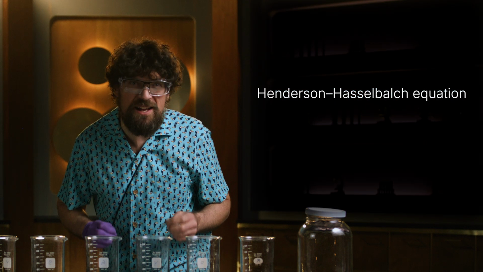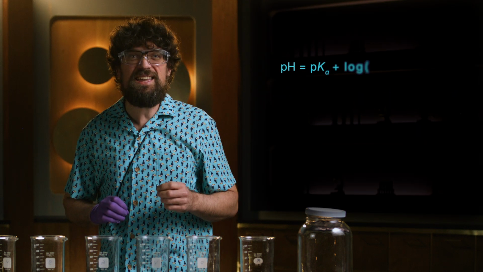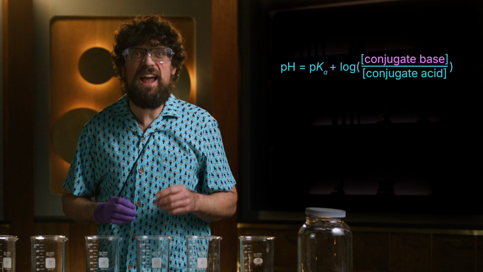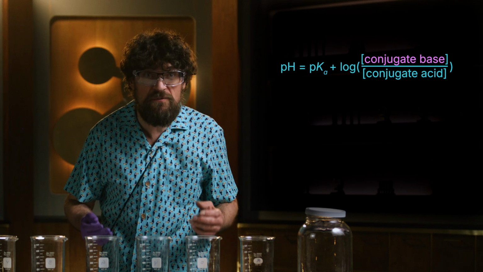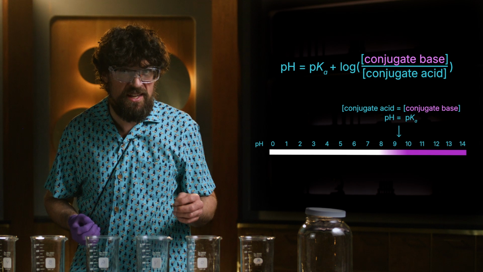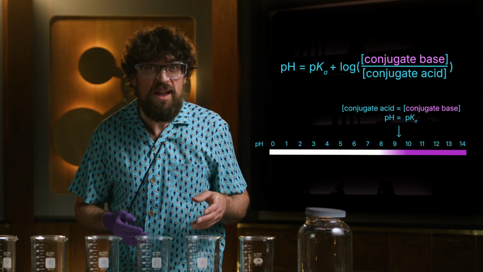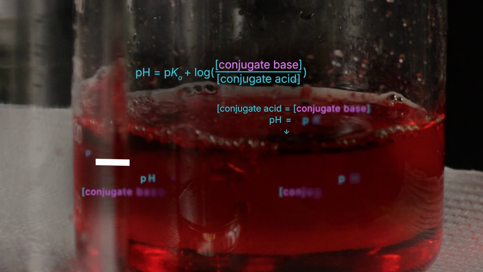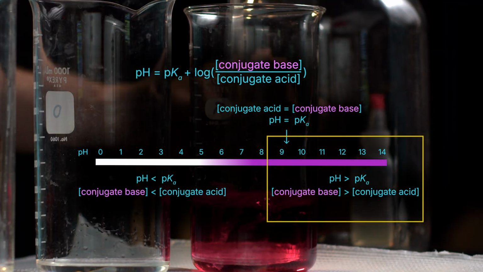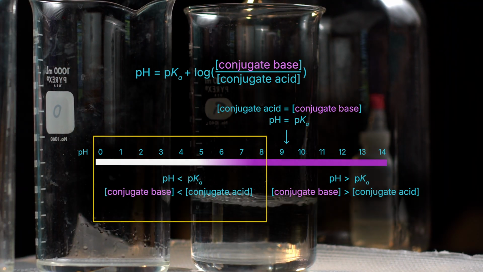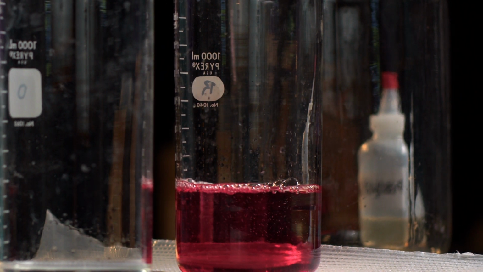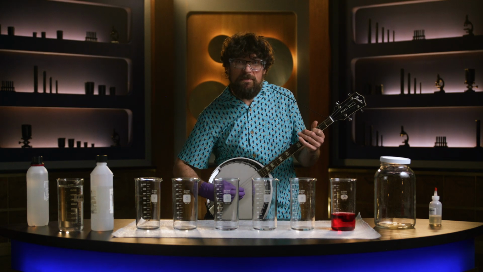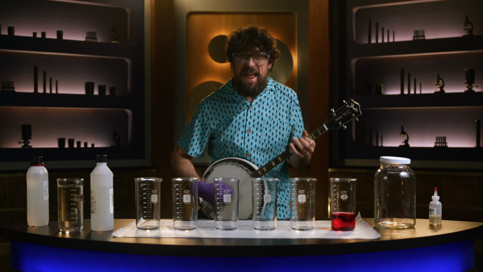This is where the Henderson-Hasselbalch equation comes in. It tells us the relationship between pH, the pKa of the indicator, and the ratio of its protonated and deprotonated forms. When the pH equals the pKa, you'll get a mix of both forms. And often, that's the midpoint of the color change for an indicator. I can switch the color back and forth by adding acid and base, thus changing the ratio in the Henderson-Hasselbalch equation. It's like moving up and down the neck of the banjo.